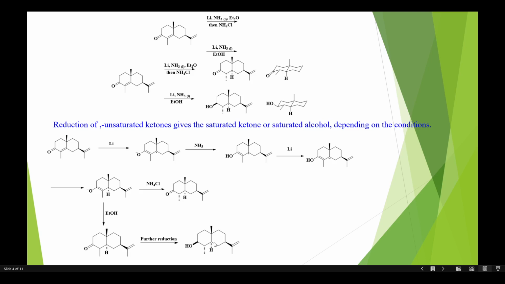When you have a bicyclic compound, the ring junction is what we call less sterically hindered. From that junction only, the proton or any kind of nucleophile will attack. That's why in that case you will always get the thermodynamically favorable product. But selectively, how you convert the alpha beta unsaturated ketone to the corresponding ketone or the corresponding alcohol, these are the two different conditions.